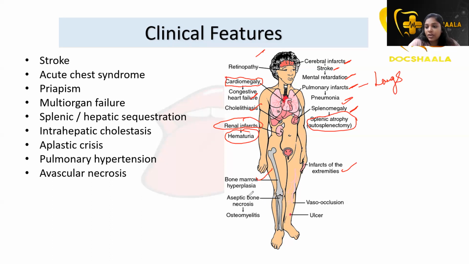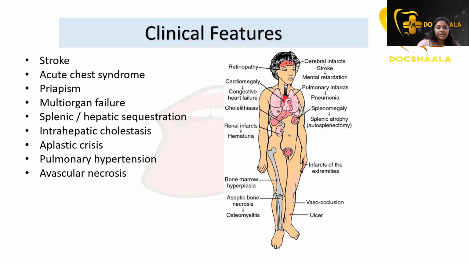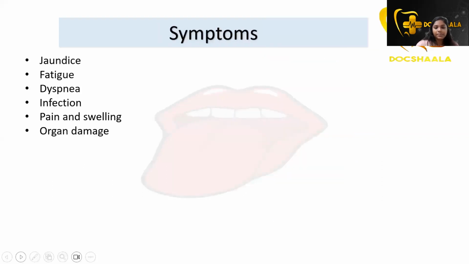Aseptic bone necrosis occurs because the oxygen supply is decreased in the patient, so there is a decrease in oxygenated blood to all the parts of the body. If that affects the bone, it causes aseptic bone necrosis, which might lead to osteomyelitis and ulcer, and vaso-occlusion may also be seen in patients of sickle cell anemia. The symptoms the patient presents with are jaundice, fatigue, dyspnea, infection, pain and swelling, and organ damage.